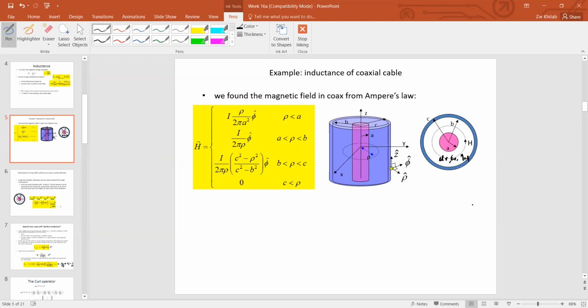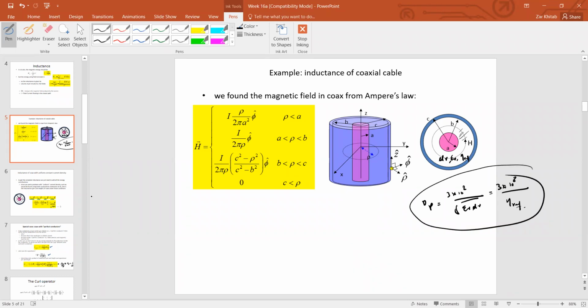So importantly, the phase velocity of the electromagnetic wave which will move through the coaxial cable will be equal to 3 into 10 to the power 8 divided by the square root of epsilon r and mu r of the dielectric. It's such a simple equation which is going to give you the velocity of the EM wave which is moving through the coaxial cable.